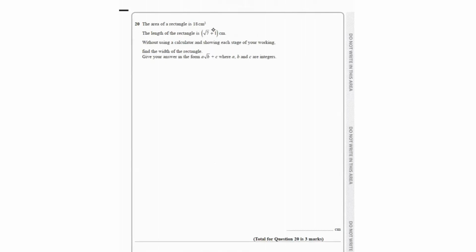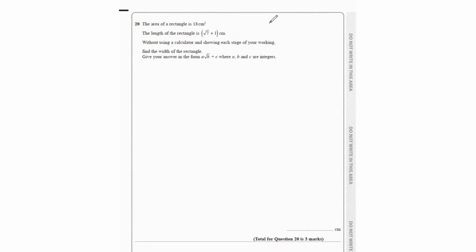This question says that the area of a rectangle is 18 centimeters squared. The length of the rectangle is root 7 plus 1 centimeters. Without using a calculator and showing each stage of your working, find the width of the rectangle. Give your answer in the form a root b plus c, where a, b, and c are integers.